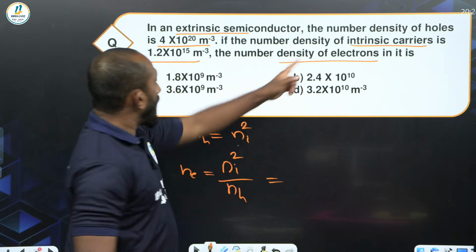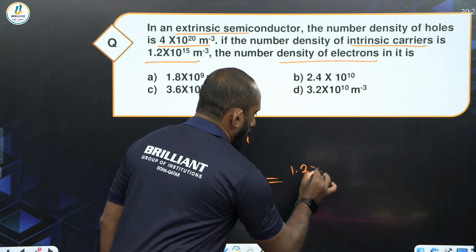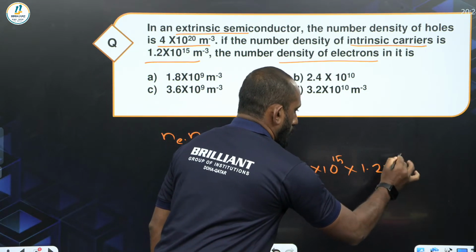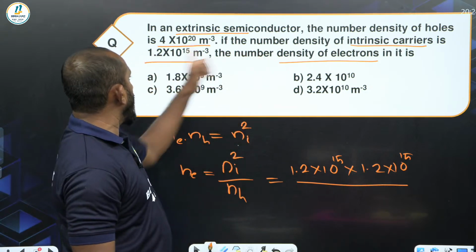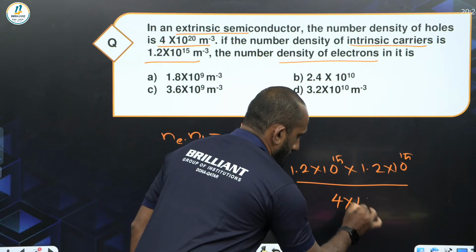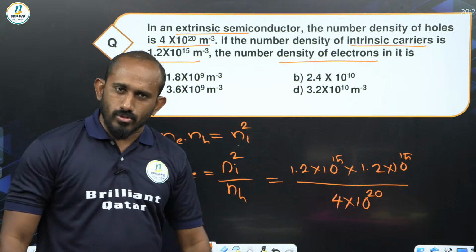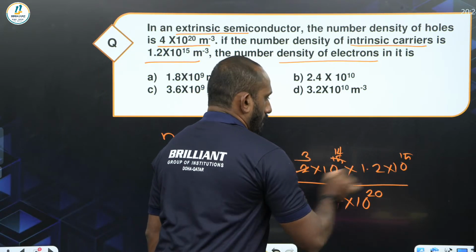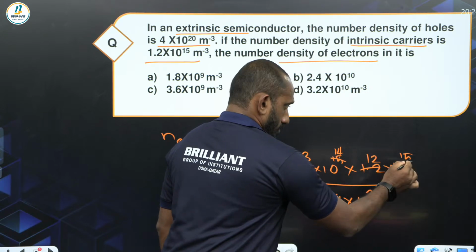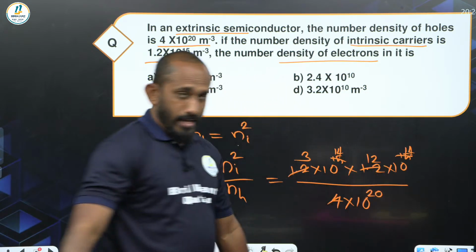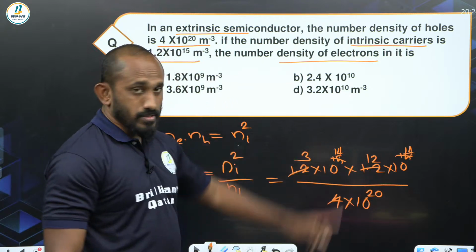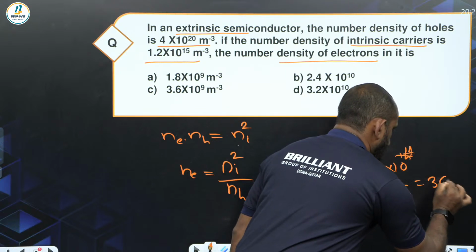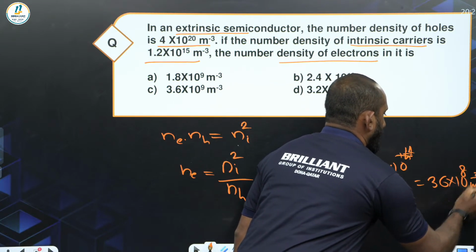It will be equal to Ni, which is given as 1.2 into 10 to the power of 15, and you have to square it. So 1.2 into 1.2 into 10 raised to 15, divided by NH, which is 4 into 10 raised to 20. Simple calculation. 12 by 4 is 3. Make it 12, so 14 plus 14 is 28, divided by 20, so plus 8. 3 into 12 is 36. So 36 into 10 raised to 8 is the answer, 36 into 10 raised to 8 per meter cube.